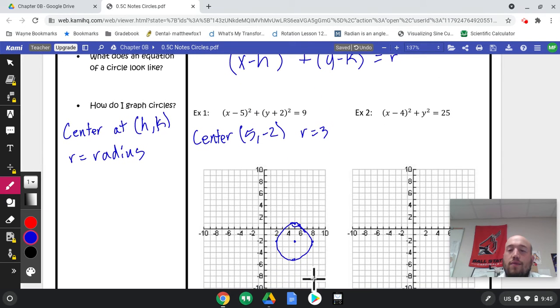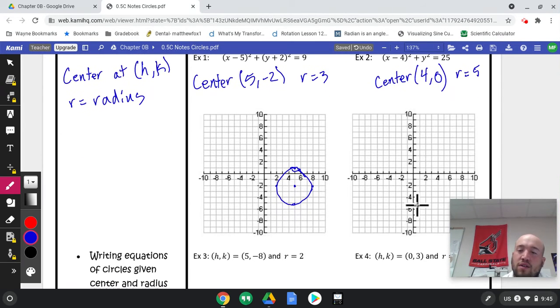In this next one, hopefully it's pretty easy to tell. If r squared equals 25, then we know the radius equals 5. Our center is going to be at the point 4, comma. As you notice here, it's just y squared, which means you can think of it as y plus 0 squared. So it's at 0. There is no change in the y. It's just on the x-axis. So we go to 4, 0.